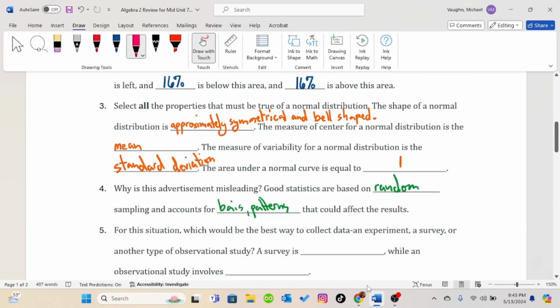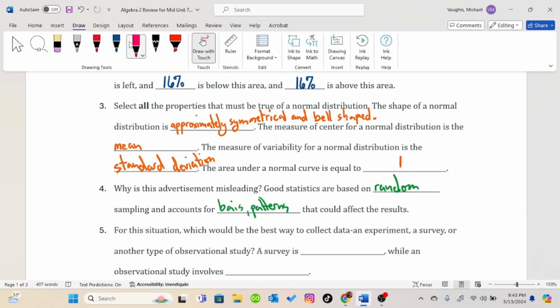Number 5. For this situation, which would be the best way to collect data? An experiment, a survey, or another type of observational study? We need to remember that a survey is just questions that you are relying on people to answer truthfully, while an observational study involves analyzing data you have no influence over.